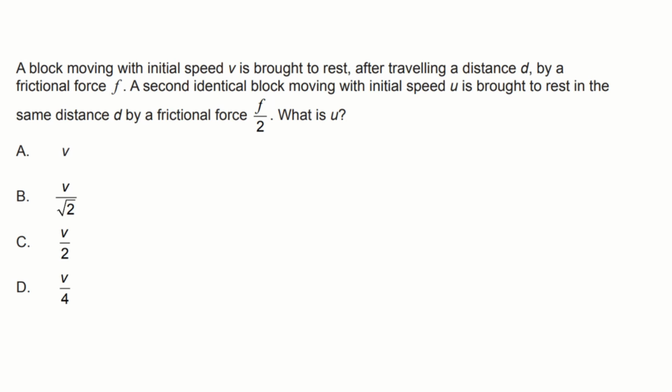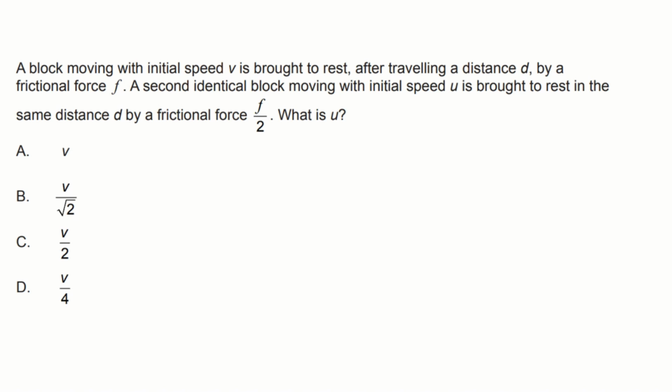All right, we have a dynamics question here about a block moving with initial speed v and it's brought to rest after traveling a distance d by a frictional force F. The second block has initial speed u and is brought to rest in the same distance by the frictional force F/2, and we're asked what is u. I'm assuming you've had a go at this question, so let's have a look at what's going on here.